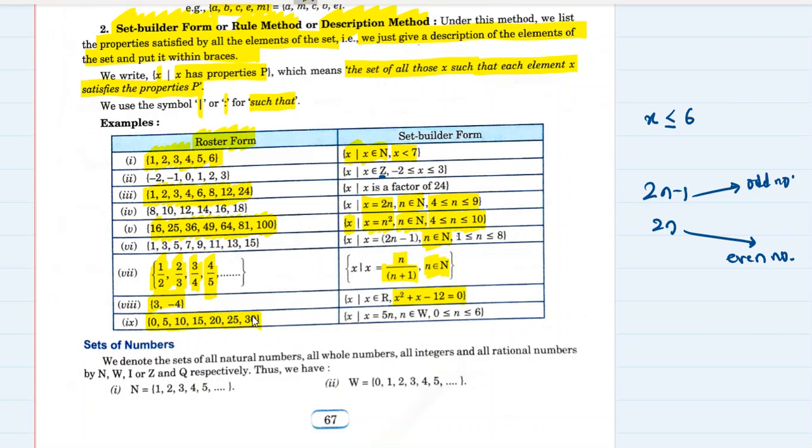Now these are all multiples of 5. So x is equal to 5n, where n belongs to whole numbers, n is greater than or equal to 0 and smaller than or equal to 6. Okay, so this is a direct comparison between roster form and set builder form.